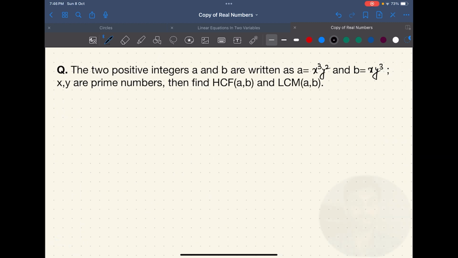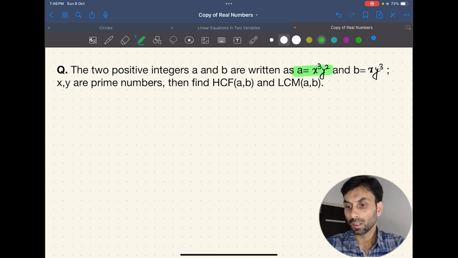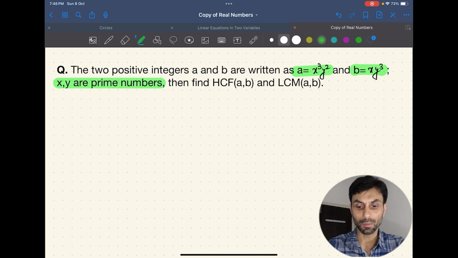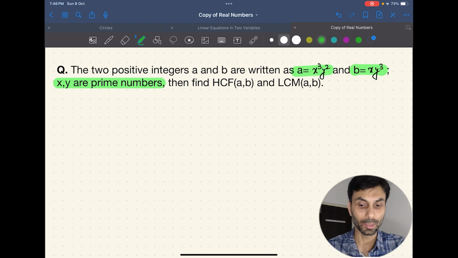Now let's discuss some more questions, because till now we have seen how to find LCM and HCF when numbers have been given. Now we'll try to find them when we don't have the numbers, but they are in terms of unknowns. In this question, it is given that two positive integers a and b are written as a equals x cube into y square and b equals x y cube, where x and y are prime numbers. Then find HCF and LCM of a and b.